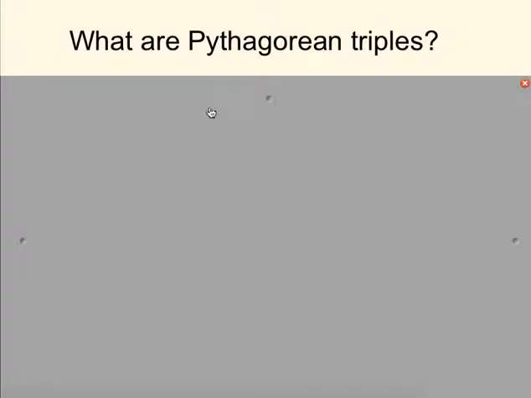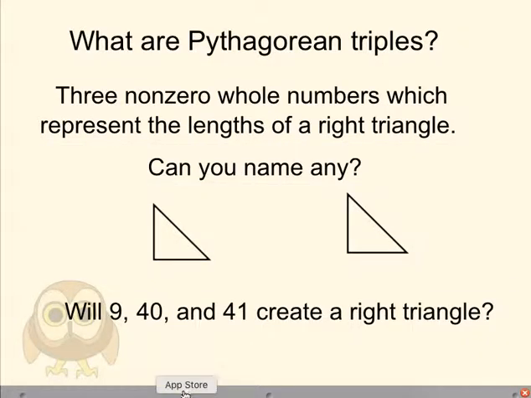Now, once again, Pythagorean triples can be helpful. So these are truly 3 non-zero whole numbers which represent the lengths of a right triangle. So we have things like 3, 4, 5. Other common ones are 5, 12, 13, and there's a few more that we use. But these are the most common. But there are other Pythagorean triples, and what we need to do is figure out, do these whole numbers plugged into the Pythagorean theorem, will they give us a right triangle?